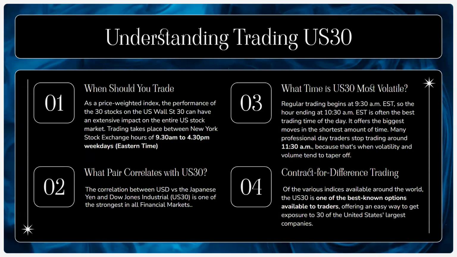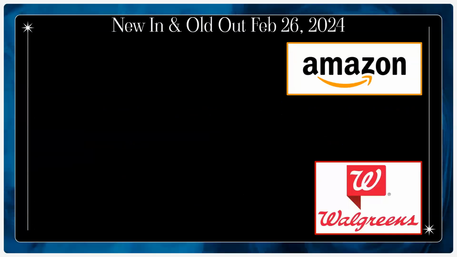Of the various indices available around the world, the US 30 is one of the best known options available to traders, offering an easy way to get exposure to 30 of the United States' largest companies. Now, what's in and what's out.